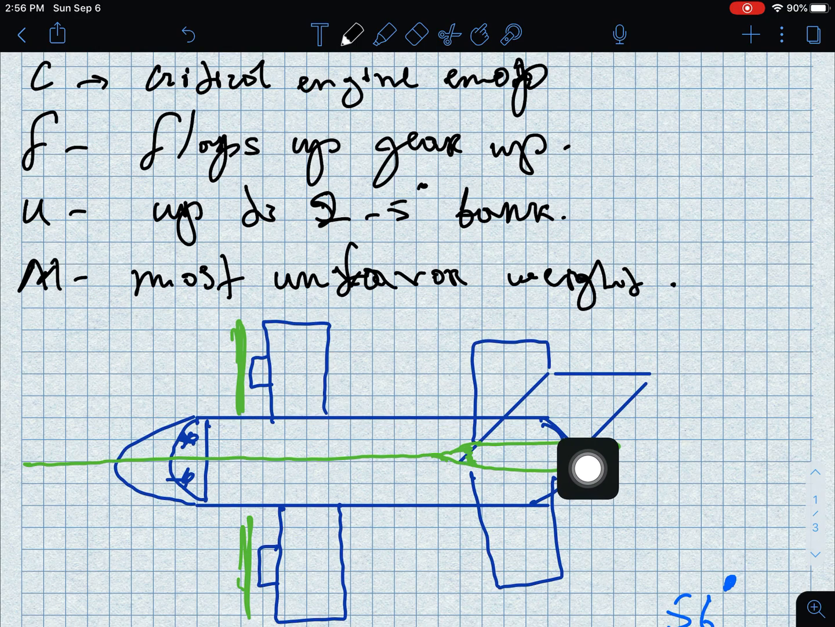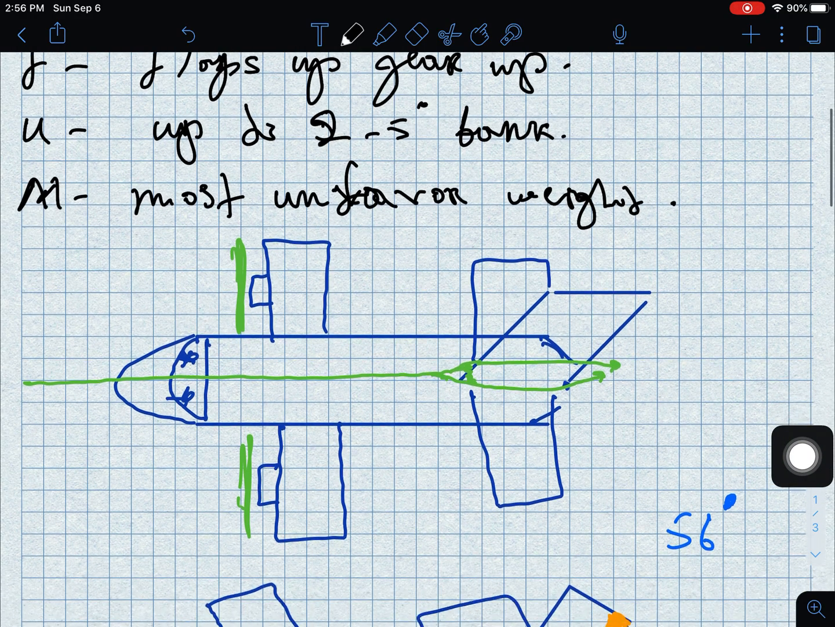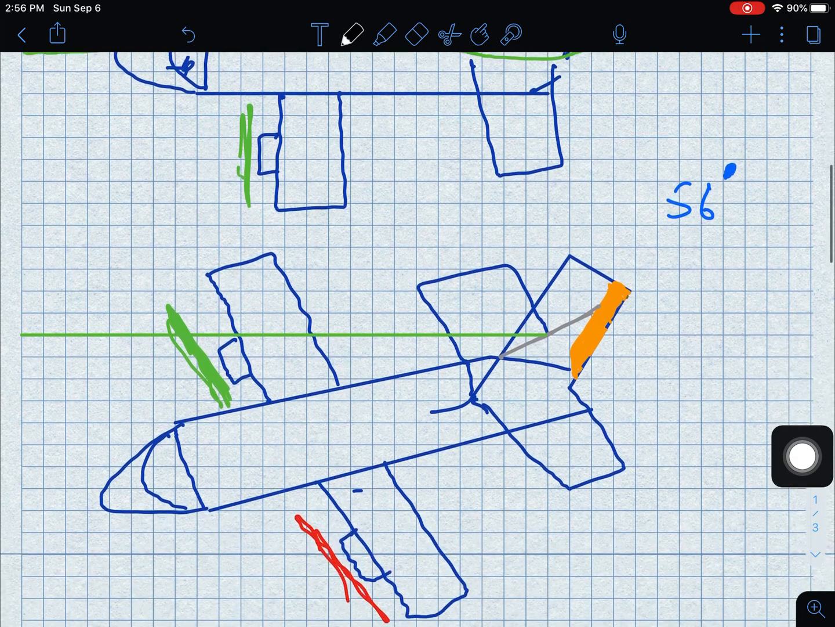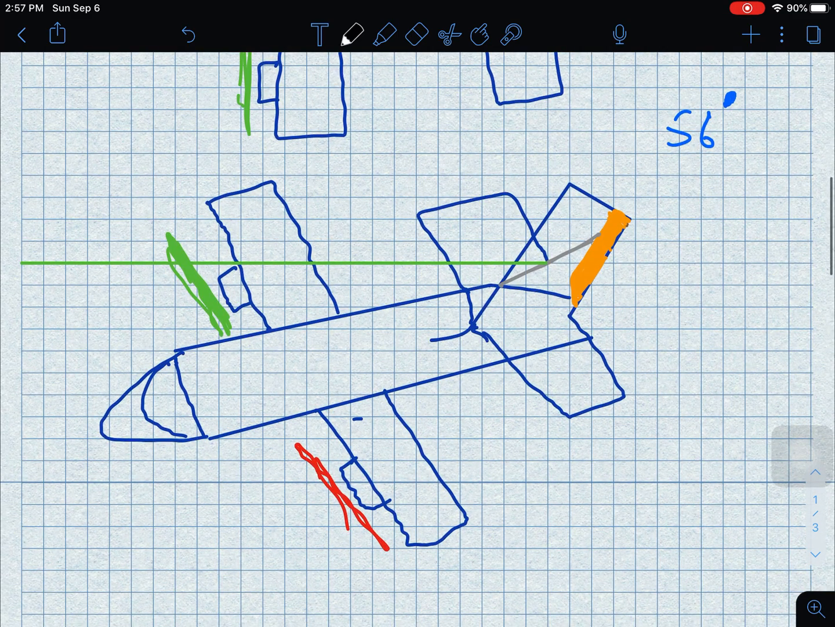So what is minimum airspeed? Let's jump into another drawing here. I don't know, my drawings are horrible, but hopefully you can see this. Let's say the airplane lost the left engine, and all of a sudden the aircraft is yawing to the left because of the asymmetric thrust here.